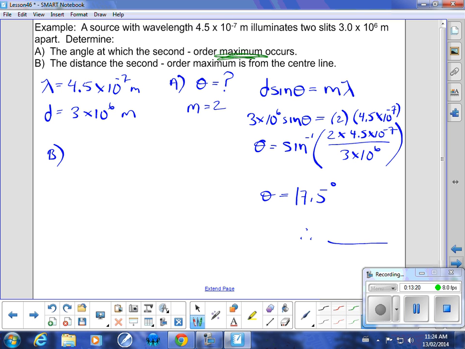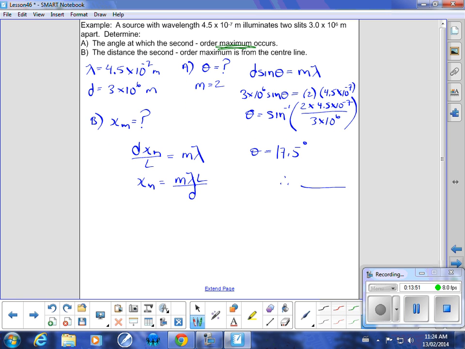Part B, what's the distance the second order maxima is from center line? The key here is that center line is a measurement of xm. We still know all the information, but we need to pick a formula that uses xm. So d xm over L. Once you scan your information, you're going to find that that's the one we're going to be looking at. I'm just going to rearrange it first: xm equals M lambda times L over d. It's not necessary; you can substitute the numbers in. It's whatever you're more comfortable with.